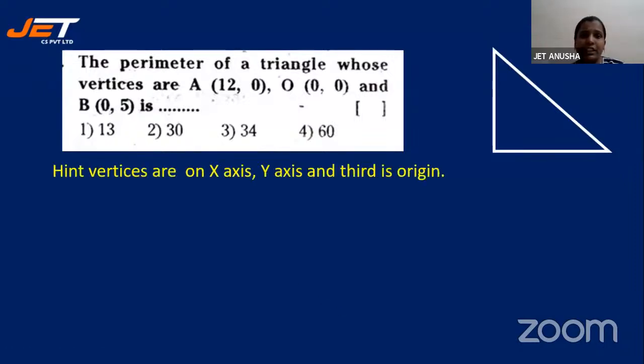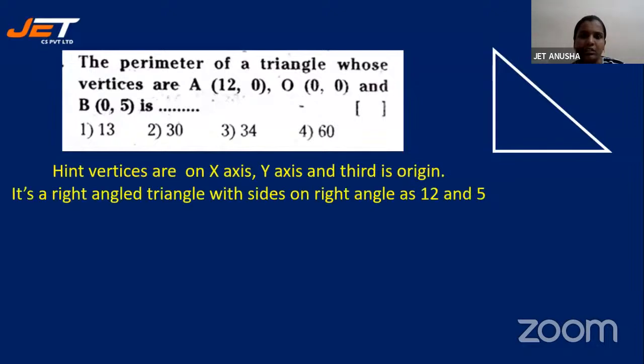Hint, what you need to take the hint here? Vertices on x-axis, y-axis and third is origin you need to take. So it's a right angle triangle. If you are taking this, then it will be nothing but right angle triangle. If we take these points, we get a right angle triangle. So as 12 and 5.